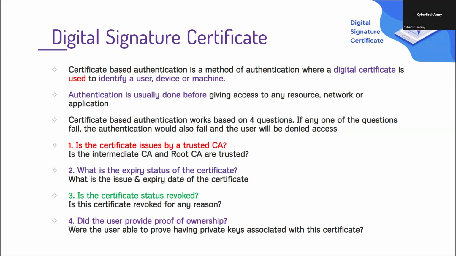Authentication is usually done before giving access to any resource, network, or application. For example, if you are accessing a bank website, before it provides the resource, it makes sure we are properly authenticated. Authentication happens between our web browser and the server. If certificate validation fails, authentication would also fail, and the user will be denied access.